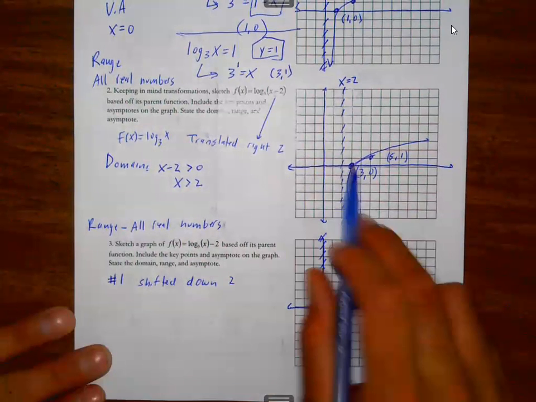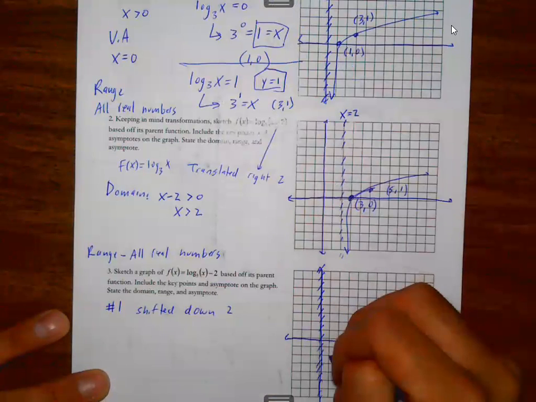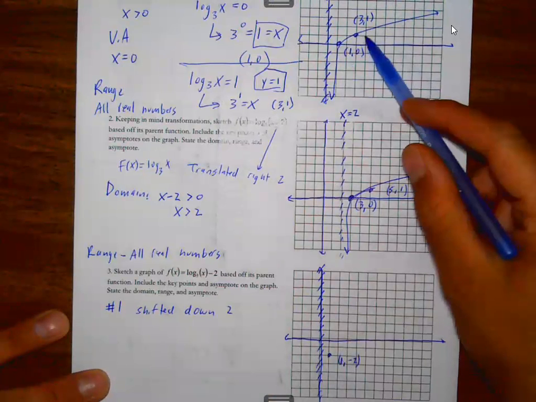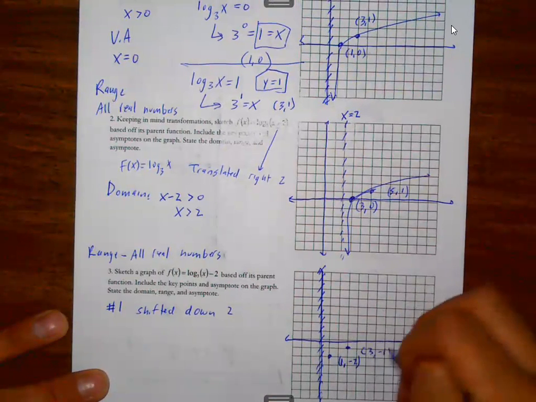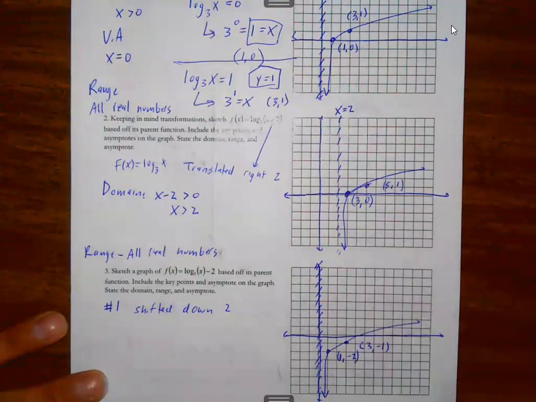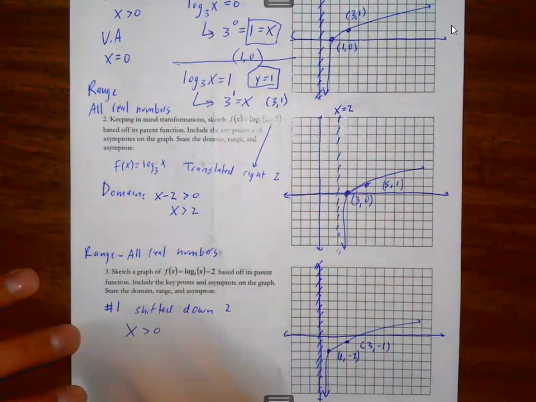But this point, 1 comma 0, that's going to move down 2. So that would be at 1 comma negative 2. And then this point, 3 comma 1, that got moved down 2. So it'd be at 3 comma negative 1. Connect the dots. All right, and the domain for 3 and 1 will be the same because we didn't move it left or right at all. And that's the only thing that would affect the domain. But if you're not sure, just use the fail-safe method. Take whatever's inside the log, set it greater than 0. And that's your domain.